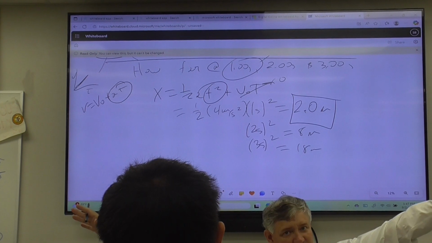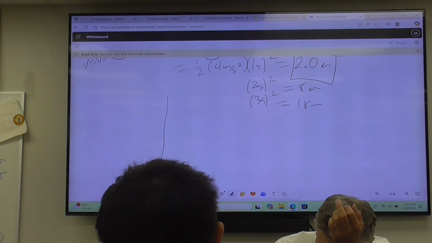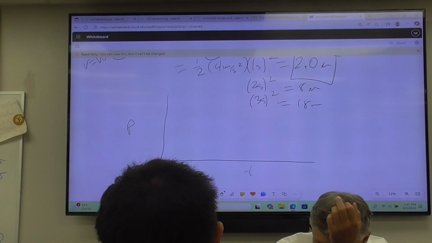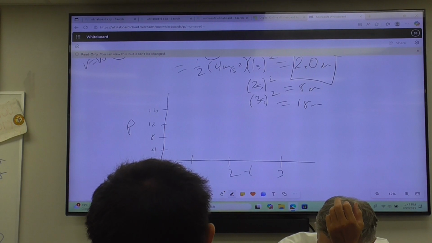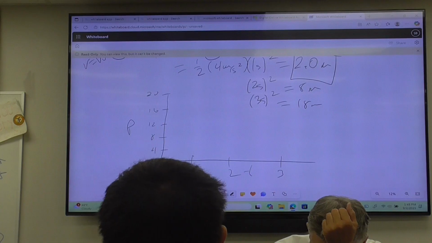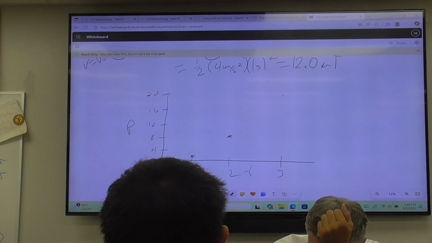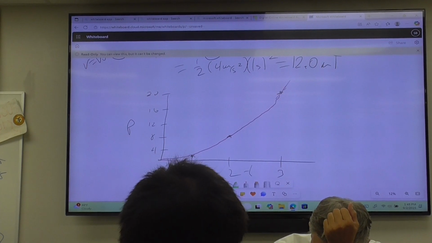Now, here's where this all is going to come together. Stay with me here. Big moment. So I'm going to try and draw this position time graph to some semblance of a scale. There's 1 second, 2 seconds, 3 seconds, and there's 4, 8, 12, 16, 20, going up in increments of 4. So at 1 second I was at 2 meters. At 2 seconds I was at 8 meters. At 3 seconds I was way up here at 18.